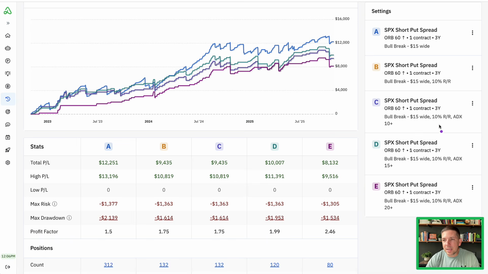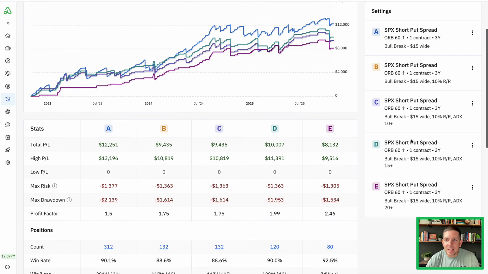So what I did here for C was I did 10% risk reward, which is the same one as B, and I also included ADX of 10 plus. Now, B and C were exactly the same. So you can see here there's no difference in there. They ended up being the exact same. So a 10 ADX reading or plus was basically the same as strategy number B. So effectively they're the same. And on this chart, again, it's going to be the purple one because that was run last.